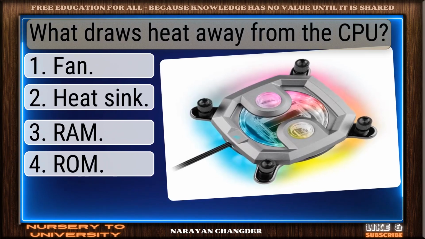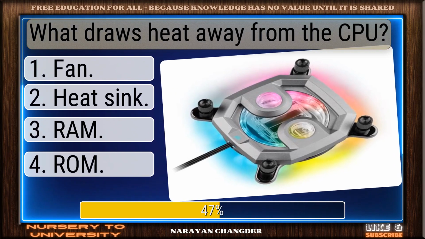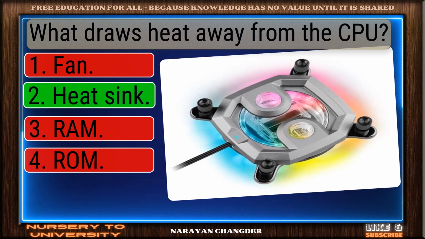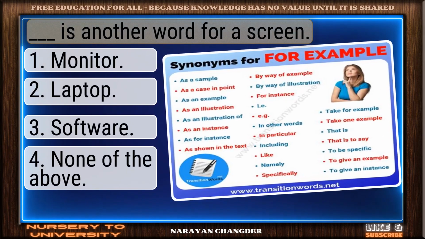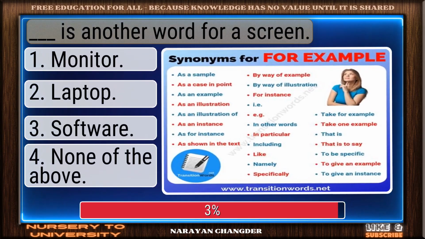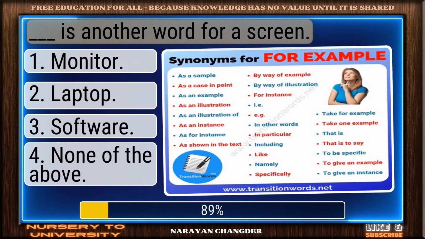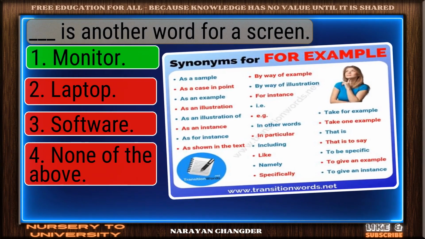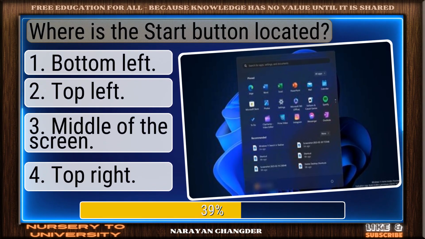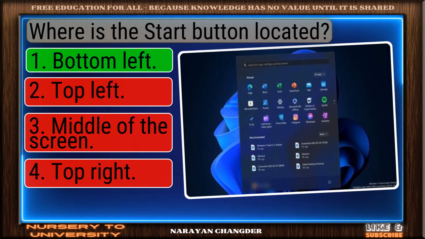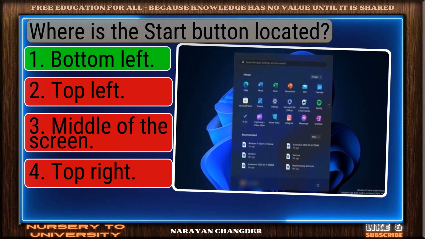What draws heat away from the CPU? Well reasoned. Heatsink is correct. Dash is another word for a screen. You chose monitor. Correct. Where is the start button located? You got it. Bottom left fits.